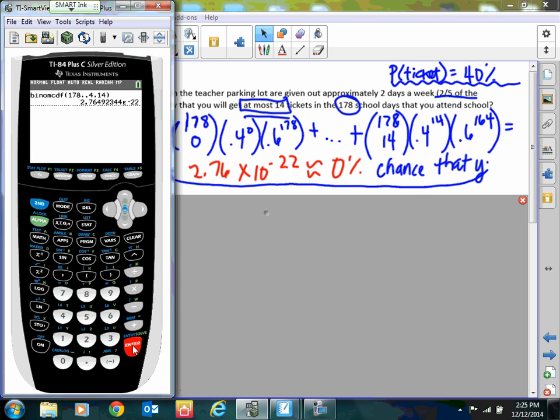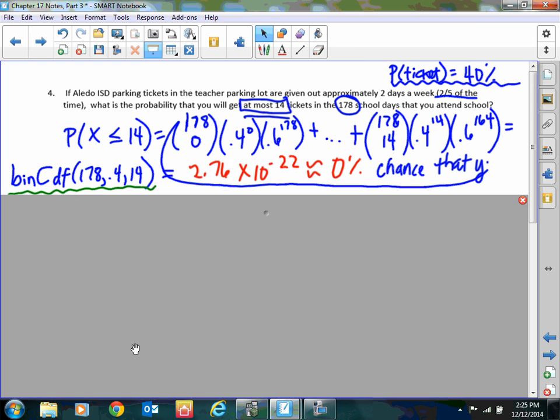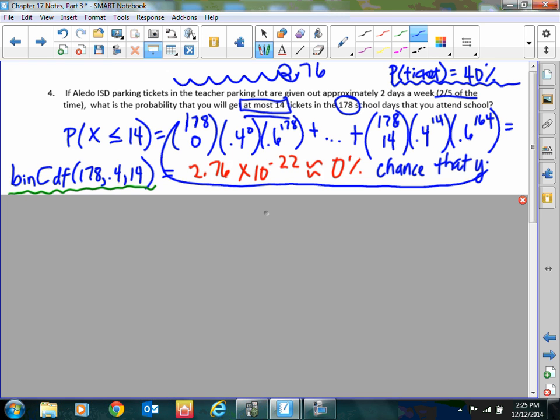When you get 2.76, that does not mean 2.76%. If you get something like that, you need to automatically look at the end of the line, because it probably has something like this, 10 to the negative 22nd. So if you've got 2.76 times 10 to the negative 22nd, look what's happening. You've got all these zeros, 21 zeros in front. So essentially, what's the probability that you get at most 14 tickets? Pretty much 0. 0% chance that you get at most 14 tickets if you park in the parking lot every day.